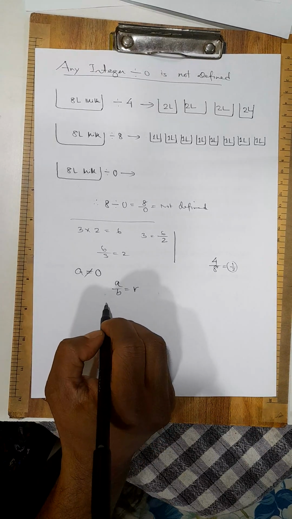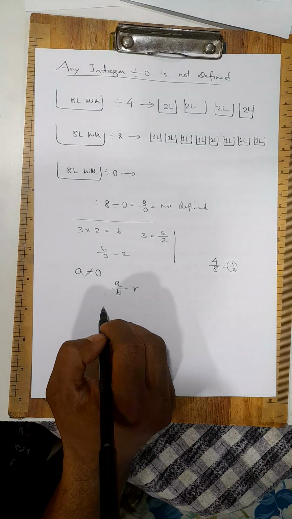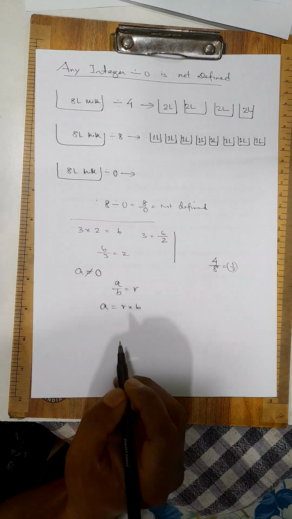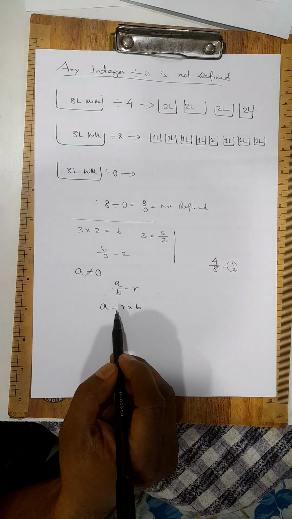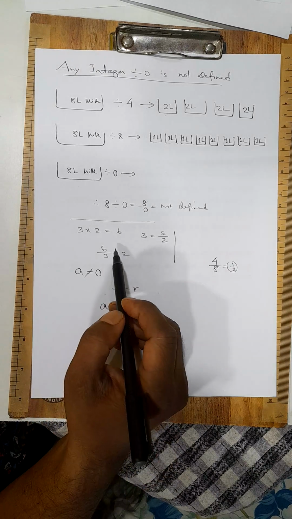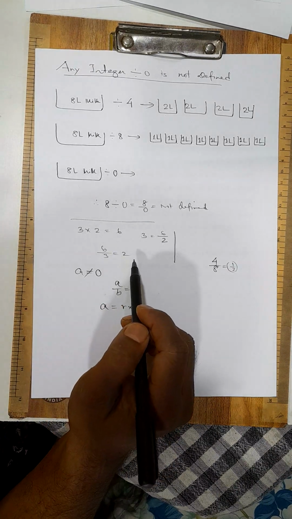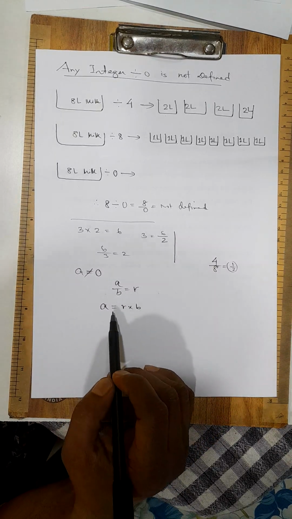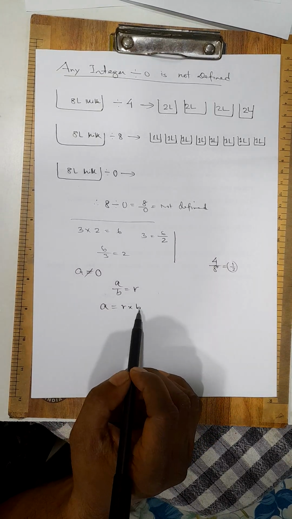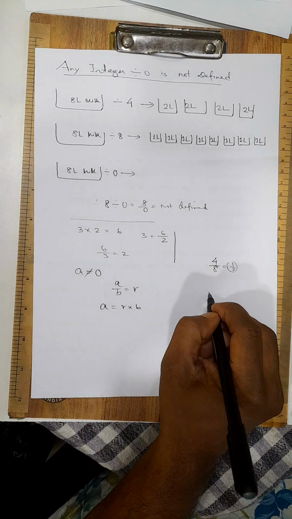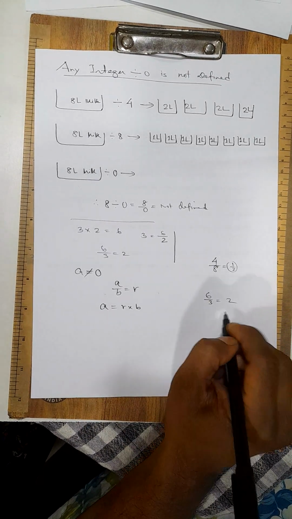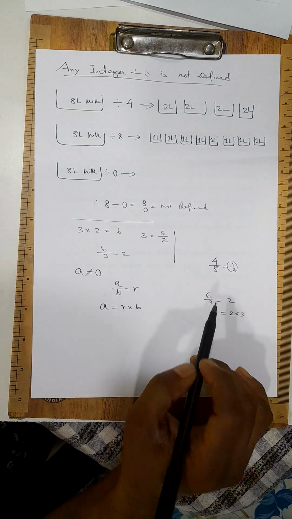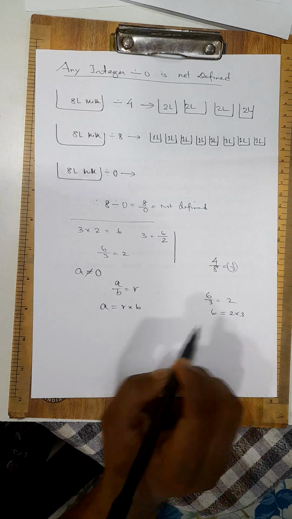Now if we write it in terms of multiplication, we will write it as r multiplied by b. Right? As against every division there is a corresponding multiplication. So a by b equals r means a equals r multiplied by b. Just like you see 6 by 3 equals 2, so we will write 6 equals 2 multiplied by 3. The corresponding multiplication is 2 multiplied by 3.